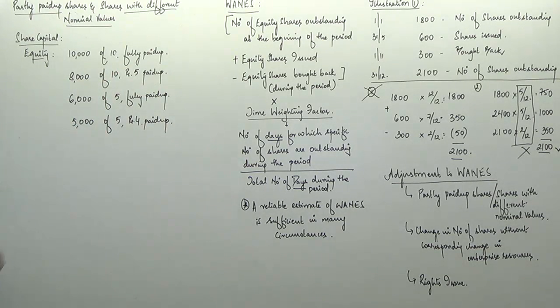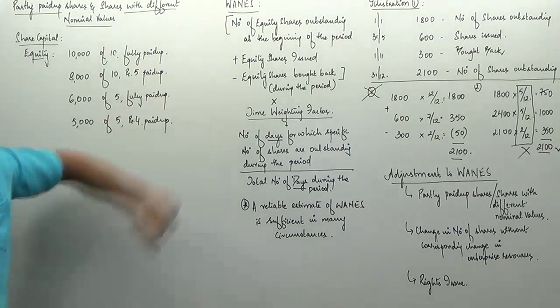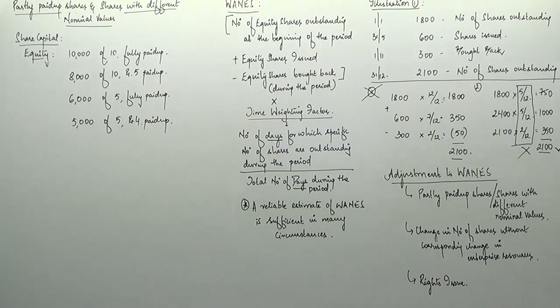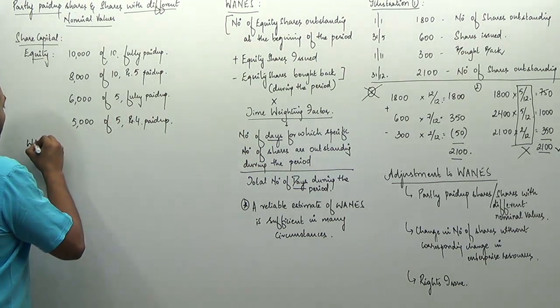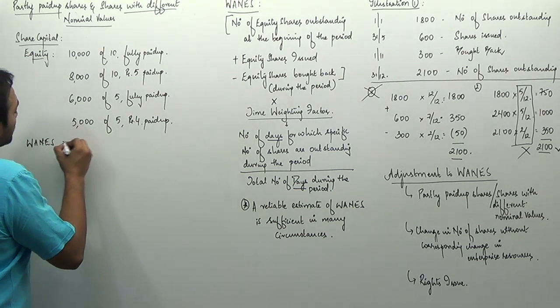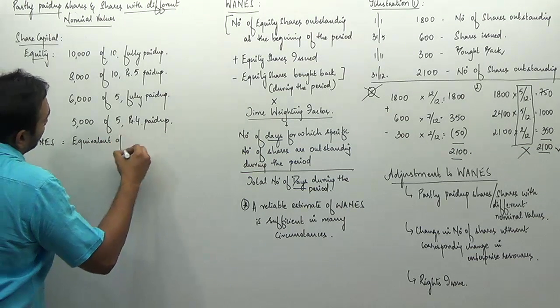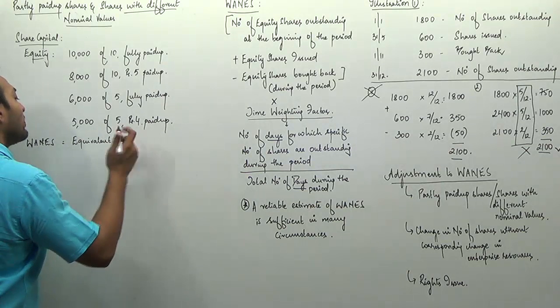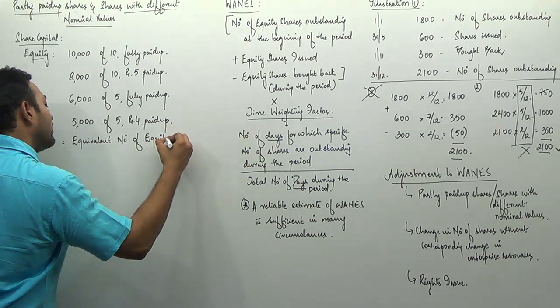Now if this type of question is given to me, and I have to calculate weighted average number of equity shares, let us assume that there are no equity shares issued or bought back. These shares were at the beginning and at the end you have the same equity share capital. In such a case, how do I calculate my weighted average number of equity shares? In such a situation, weighted average number of equity shares should be based on equivalent number of equity shares.